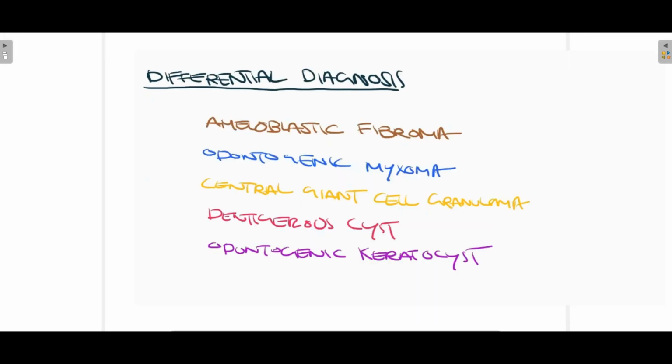Now, when we are suspecting that a patient may or may not suffer from ameloblastoma, there is a list of differential diagnoses that has to be kept in mind before reaching a definitive diagnosis. The lesions that most commonly resemble ameloblastoma include ameloblastic fibroma, odontogenic myxoma, central giant cell granuloma, dentigerous cyst, and finally odontogenic keratocyst. These are the 5 lesions that most commonly resemble ameloblastoma, and before we go for biopsy, these are the differential diagnoses which we have to keep in mind before we move further.